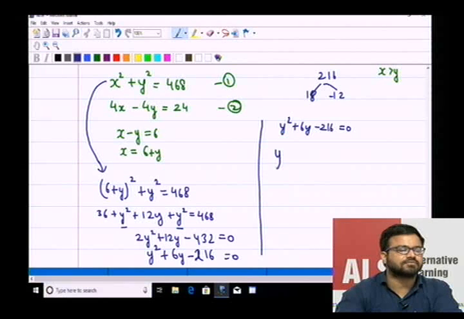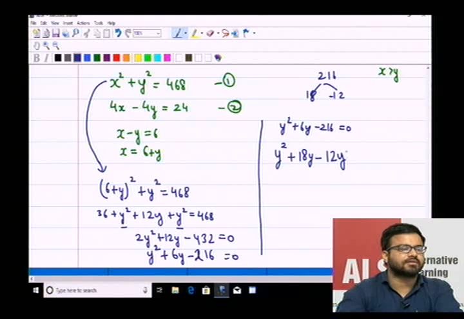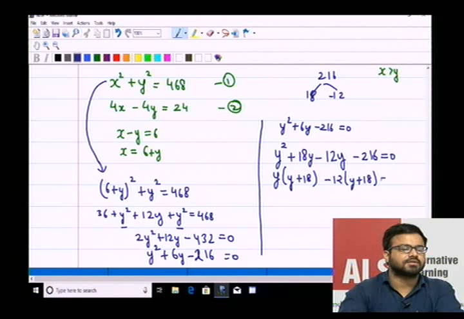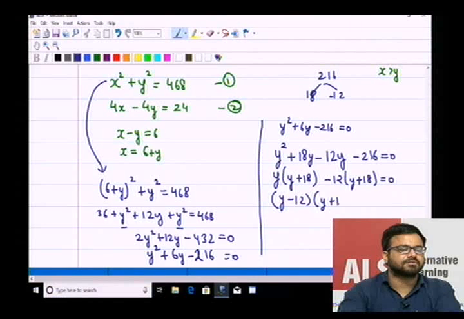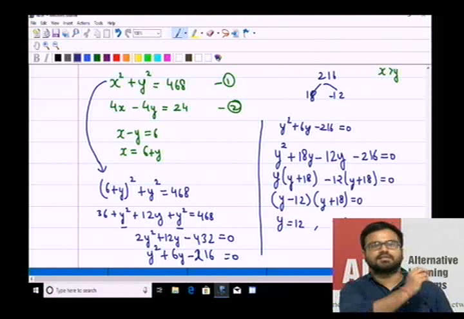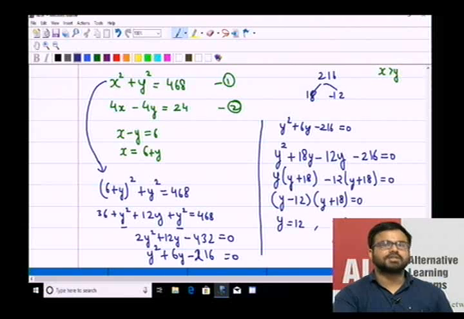So we can write this as y square plus 18y minus 12y minus 216 equal to 0. So y times (y plus 18) minus 12 times (y plus 18) is equal to 0. So (y minus 12) into (y plus 18). So y is equal to 12 or minus 18. Now we know the answer can't be negative because y represents the side. So minus 18 can't be the answer. So the only answer is 12.